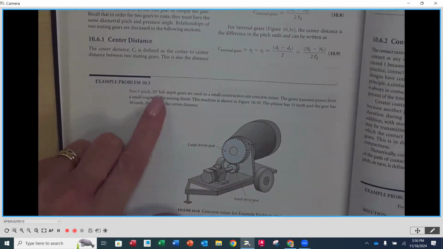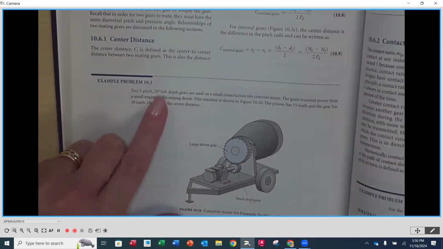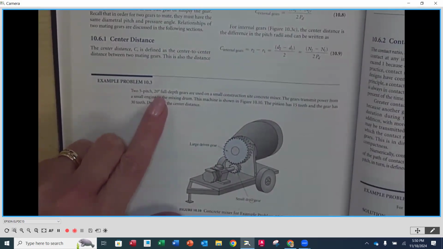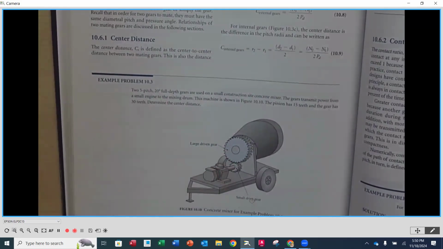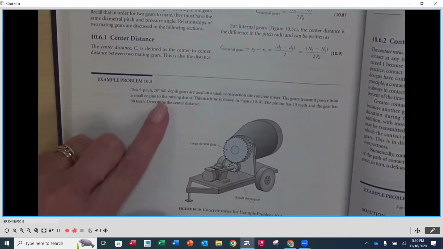The 20 degrees, that's the pressure angle. That is not going to be used in any of the equations that we have, but it's always good information because whenever we specify gears that are going to mate with one another, in this case, we've got 2 of them, they have to have the same pressure angle.